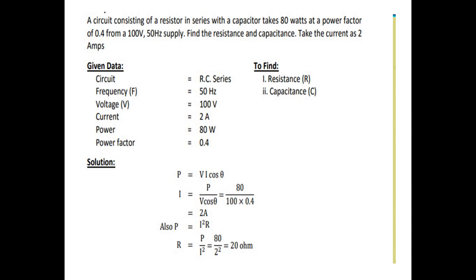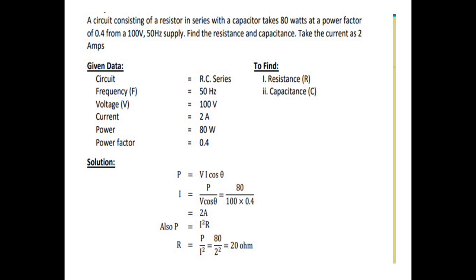The next problem. A circuit consists of a resistor in series with a capacitor takes 80 watts at a power factor of 0.4 from a 100 volt 50 hertz supply. Find the resistance and capacitance. Take the current as 2 amps. Here given data: circuit R and C series, frequency 50 hertz, voltage 100 volt, current 2 amps, power 80 watts, then power factor 0.4.